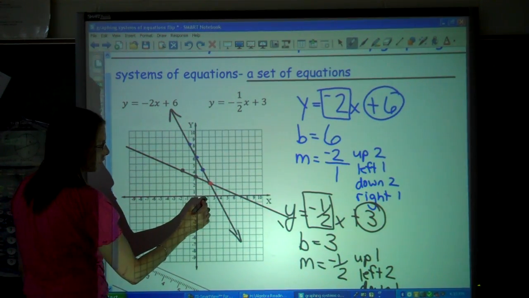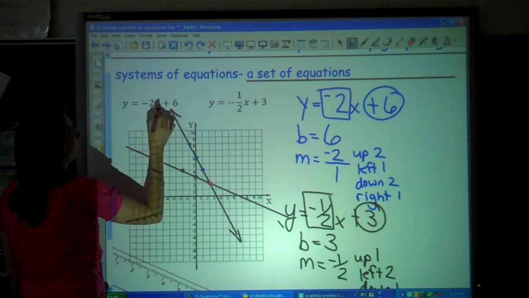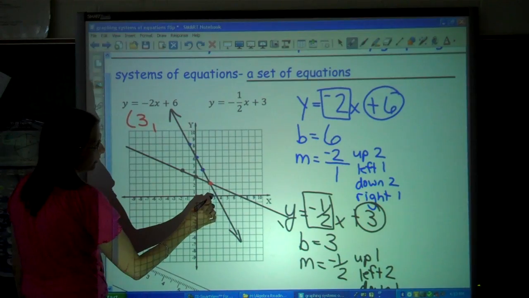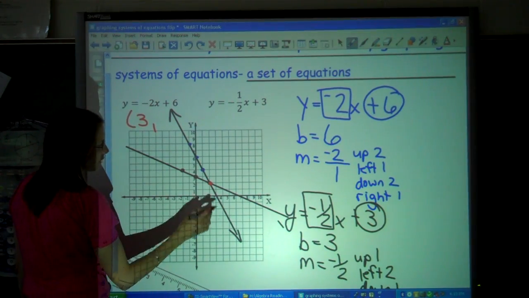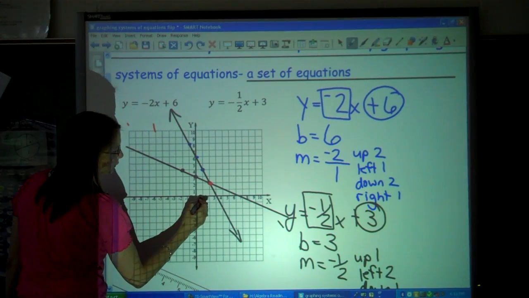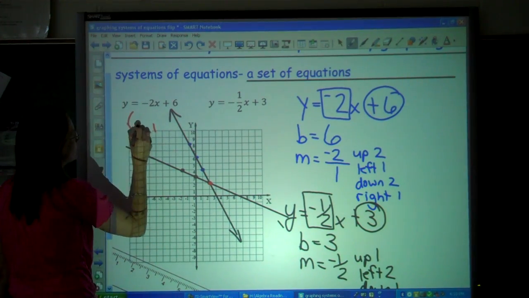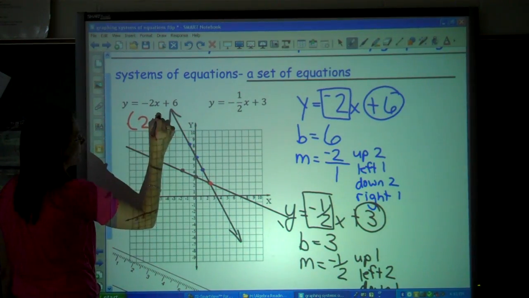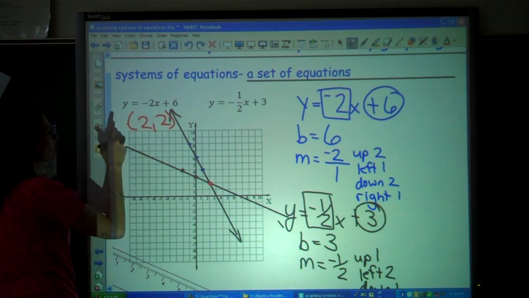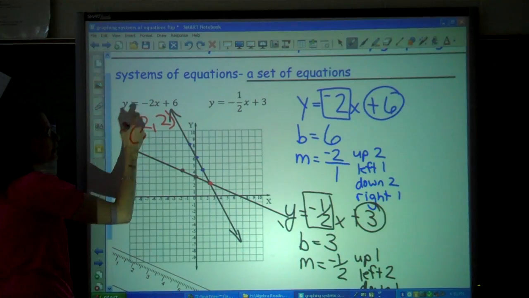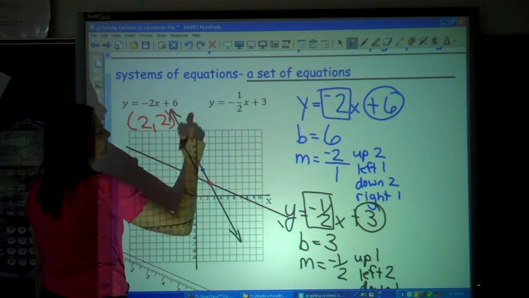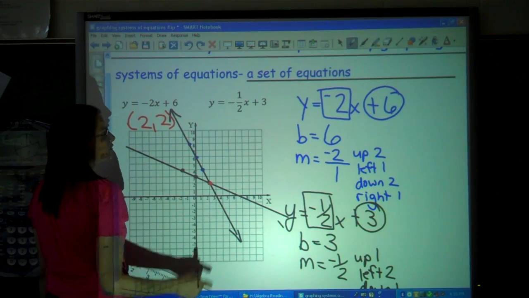It is 1, 2, 3, positive 3, and positive 2. I went over 1 too many. Went over 1, 2, positive 2, and up 2, positive 2. So when x is positive 2 in this equation and y is positive 2, it will make a true statement. And when x is positive 2 here and y is positive 2, it'll make a true statement here.